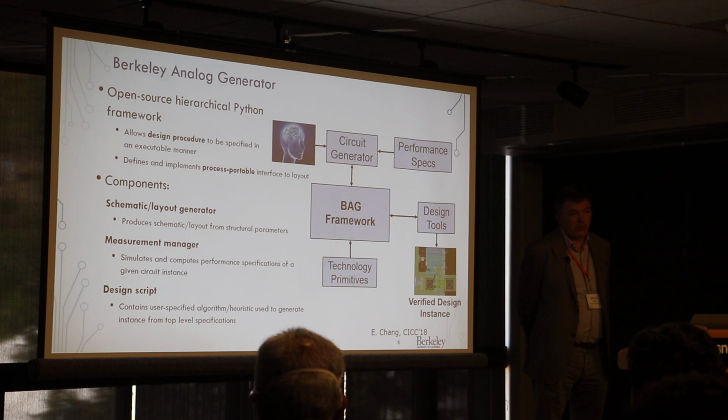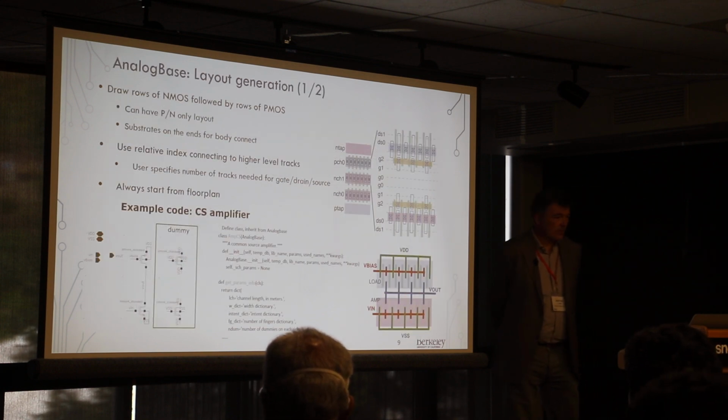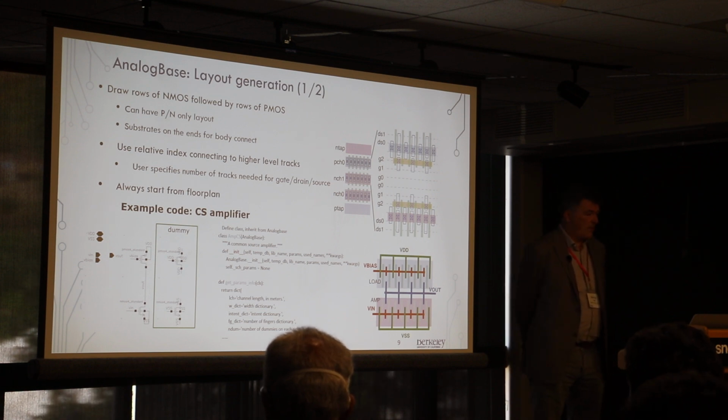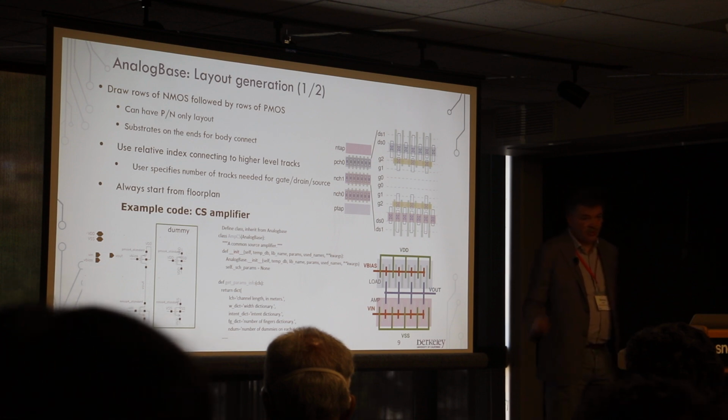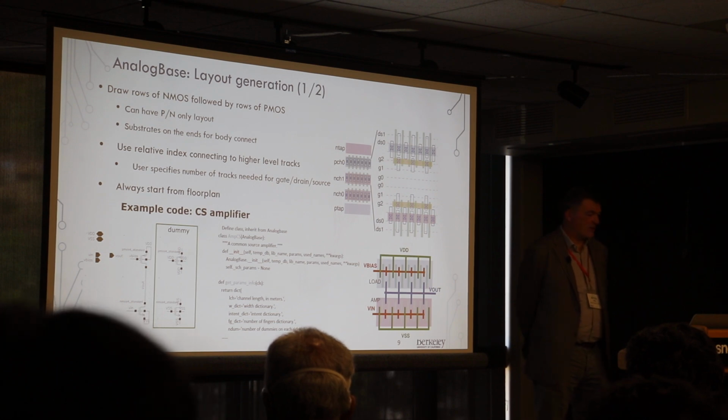Well, that is an obvious place where ML can be plugged in, where an ML agent can be plugged in. So let's take a look, very quickly, at how an analog generator works. Here is an illustration of how we built this really simple common source amplifier that I mentioned in the Berkeley analog generator.